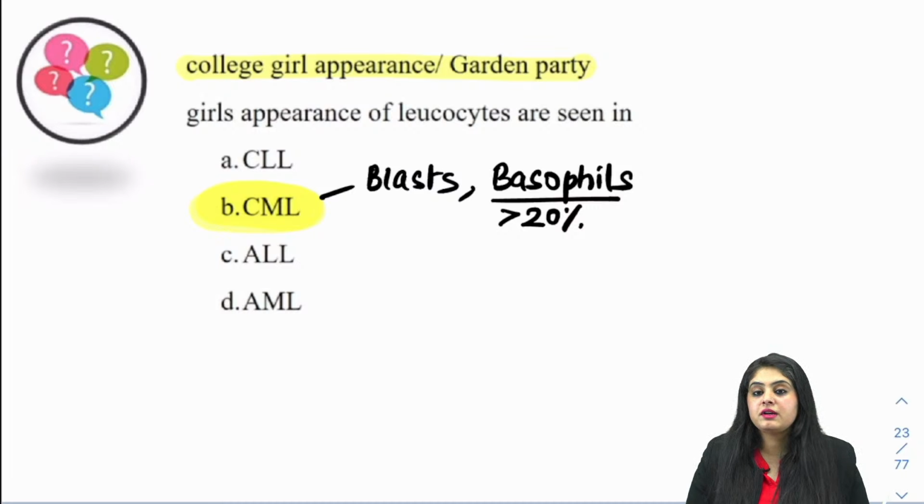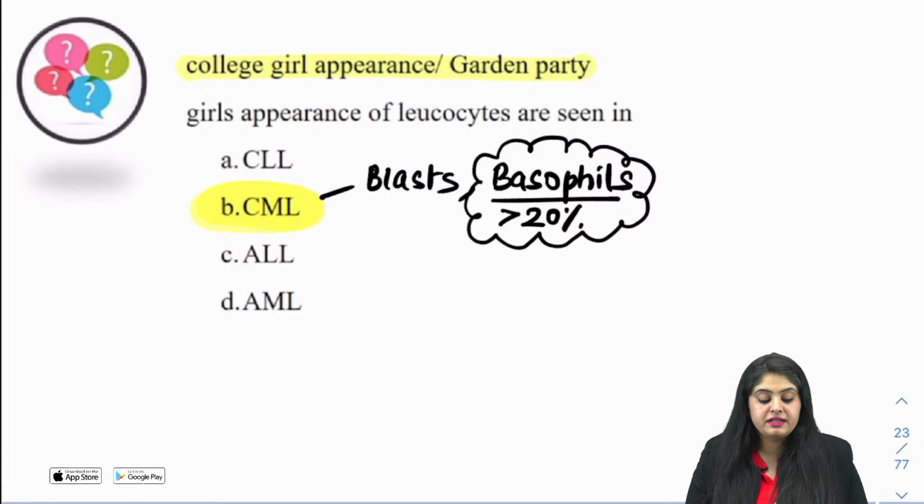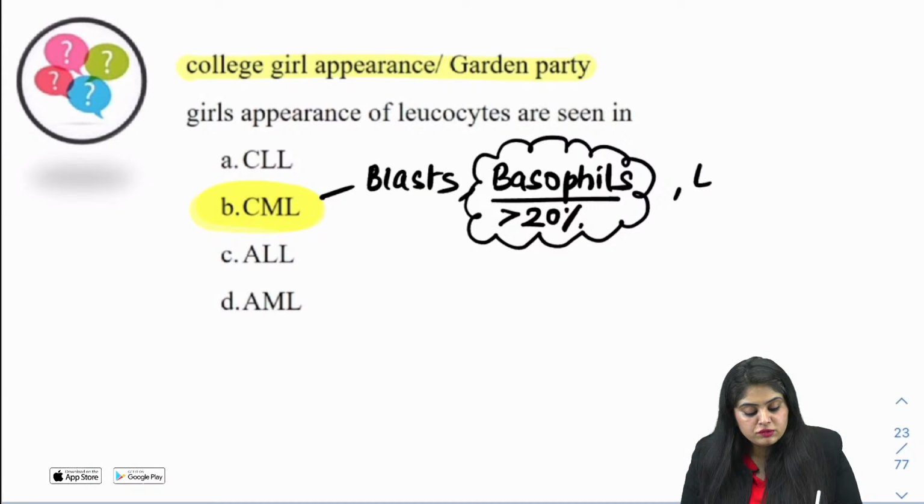So if the basophils are more than 20%, that is going to be the accelerated phase. Ma'am, anything extra that appears is going to be in the accelerated phase. Other than that, you see so many other things.